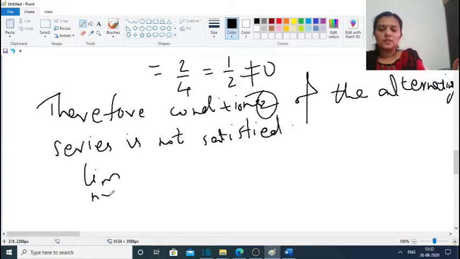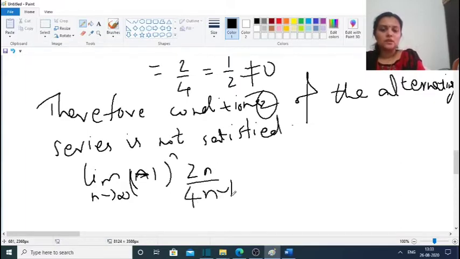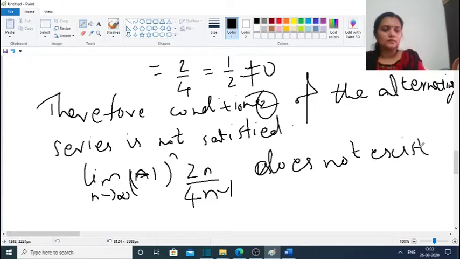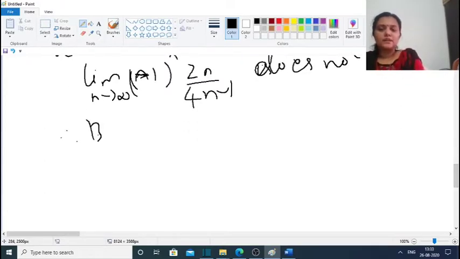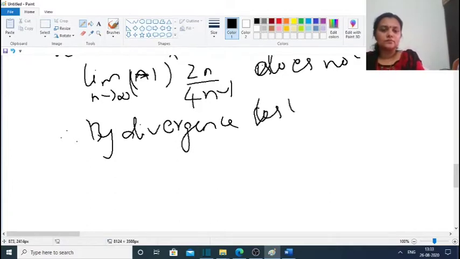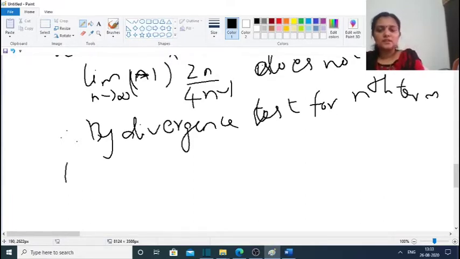സോ കൺസിഡർ limit n tends to infinity minus 1 raised to n 2n by 4n minus 1, the nth term test or divergence test. This limit does not exist. Therefore, by nth term divergence test, the given series is divergent.